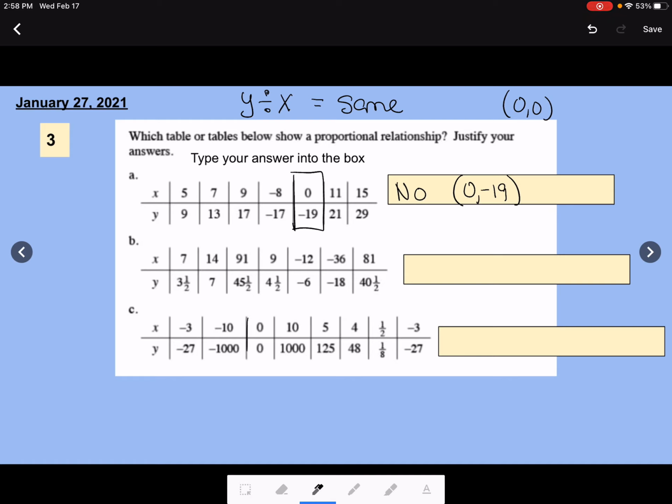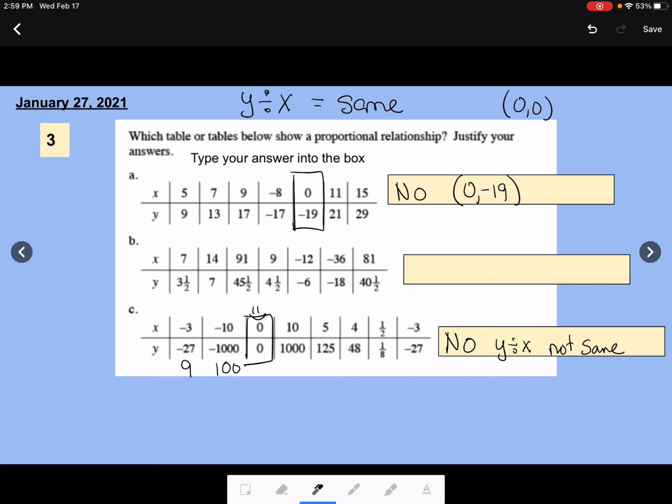I'm going to skip down to C and go, okay, that has 0, 0. So that's maybe okay. But they also have to be y divided by x is the same. So negative 27 divided by negative 3 is positive 9. But negative 1,000 divided by negative 10 is positive 10, right? No, positive 100, sorry. Those are not the same number. As soon as you have two of them that are not the same, no, it's not proportional, because y divided by x is not the same. It doesn't matter what the other ones are, because they all have to be the same.